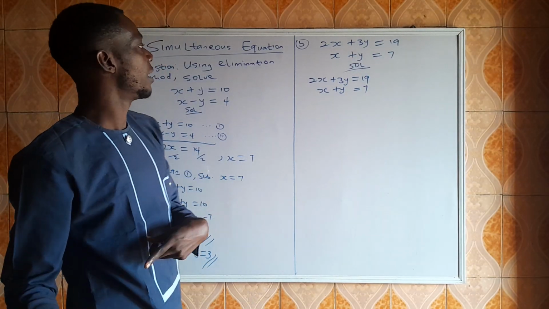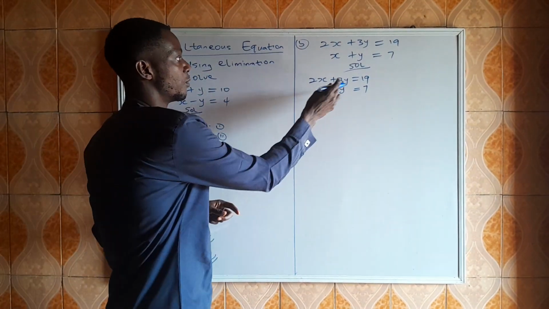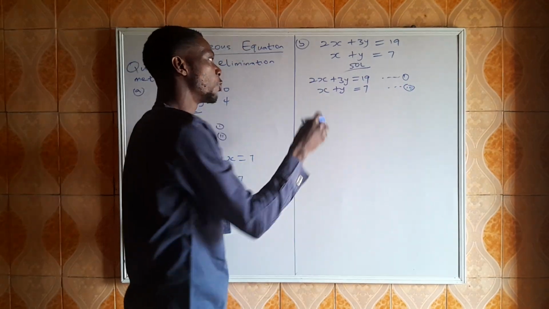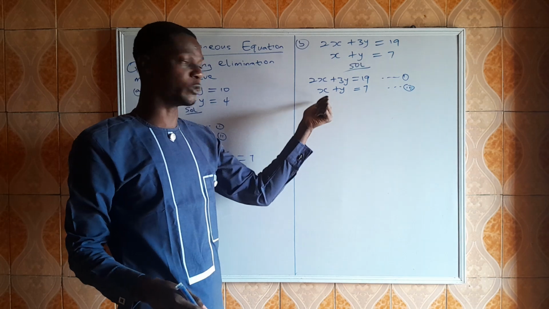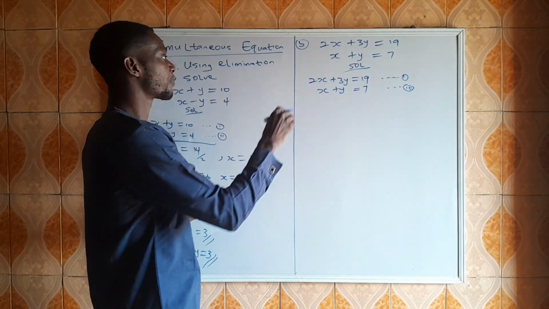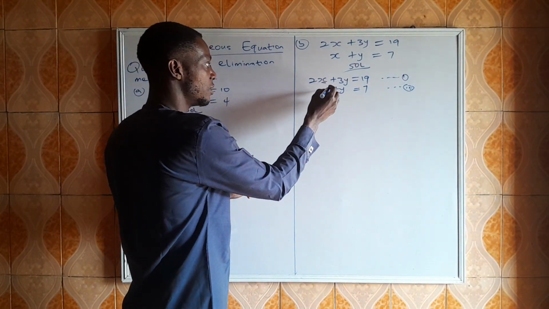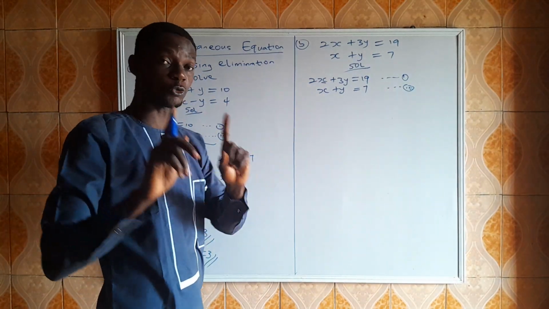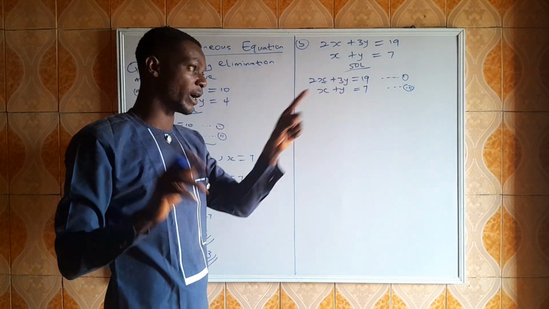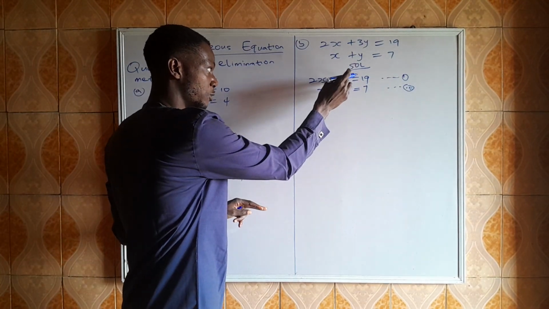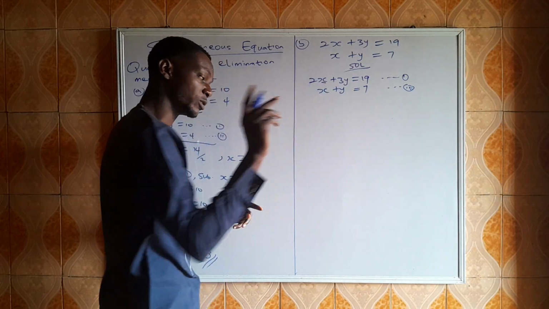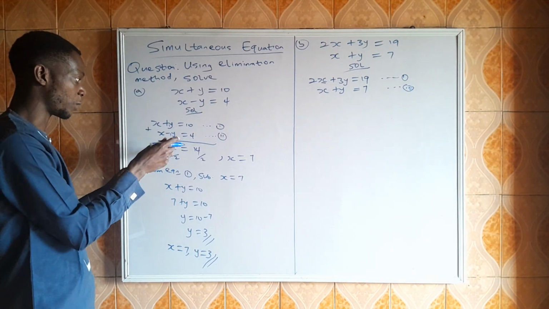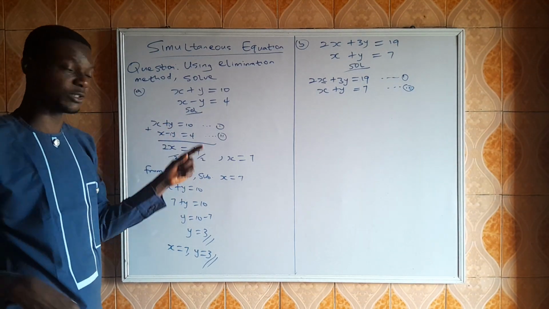Now, let's assume we want to take away the x from equation 1 and equation 2. In equation 1, the x term is 2x, while in equation 2 it is just ordinary x. So the first thing you need to do is make the x values in the two equations the same, because we want to eliminate x. And if you want to eliminate y, you need to make the y values 3y in both. Note that for the other example, it was just 1y and 1y. That was why we were able to eliminate y directly.